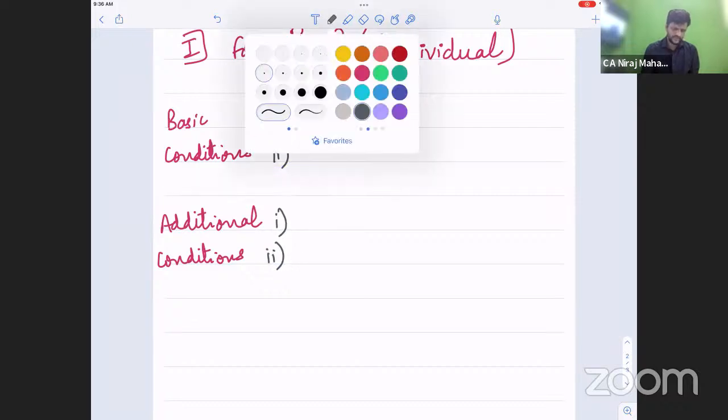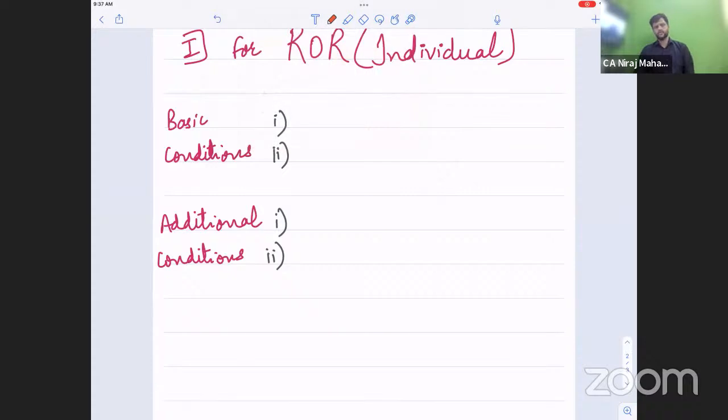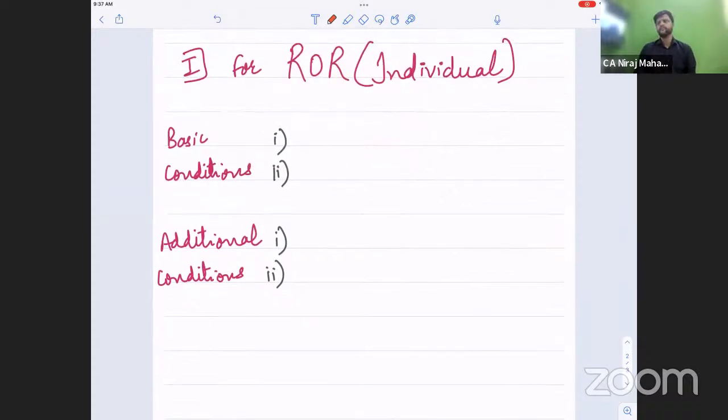Tell me, how can a person become ROR? Basic conditions, pay attention. What if both are satisfied? Any problem? No. And what if both additional conditions are satisfied, any problem? No. He will become ROR. What if one of the basic conditions is satisfied and both of the additional conditions are satisfied? ROR. What if basic condition number 1 is not satisfied, but basic condition number 2 is satisfied, and both of the additional conditions are satisfied? That is the ROR. Anything else? Can you see any other combination?